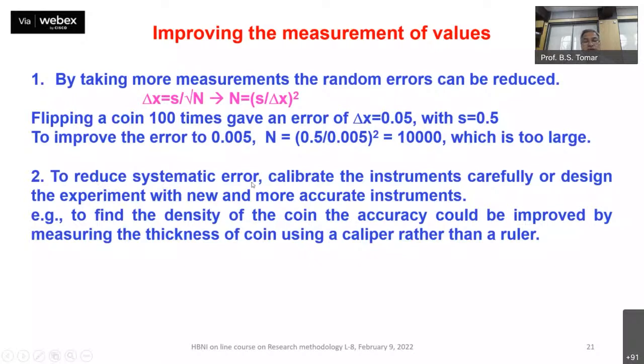For reducing the systematic error, you calibrate the instrument carefully or design the experiment with new and more accurate measurements. For example, you use a ruler to determine the thickness of the coin. Instead, if you use a vernier caliper, you will get the thickness of the coin very accurately, and you can improve upon the density of the coin. So these are the kind of things you have to take.